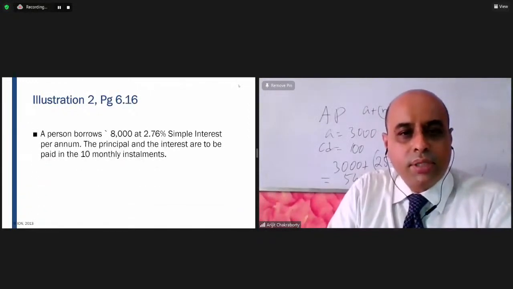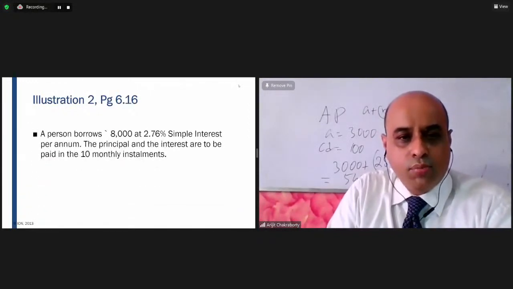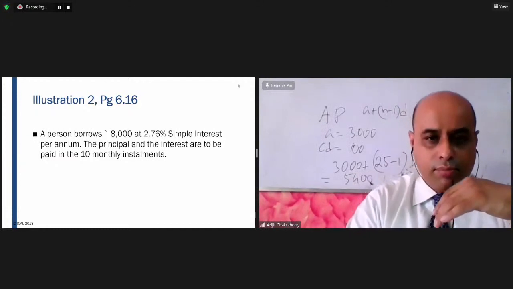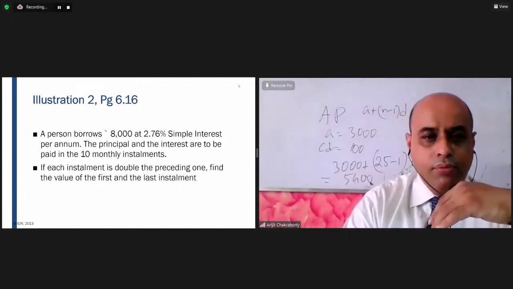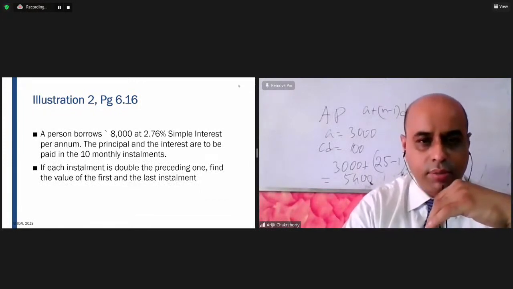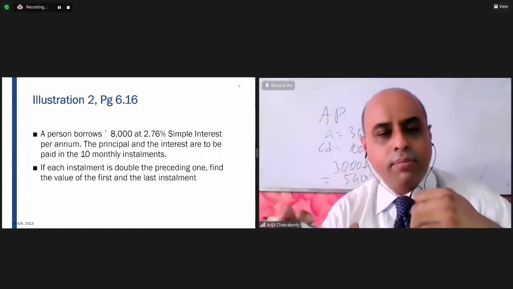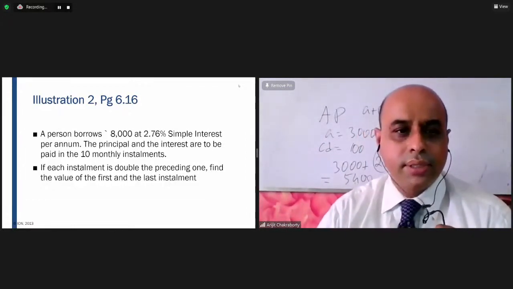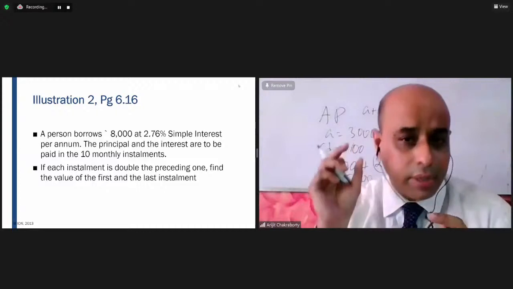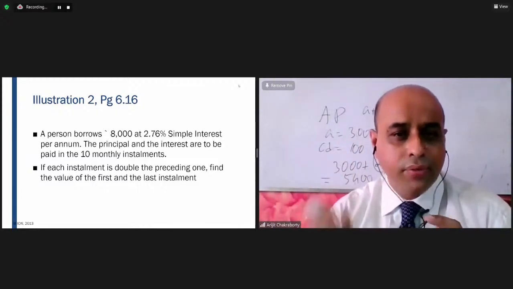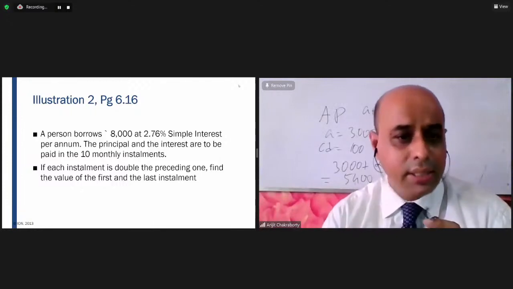The next question: a person borrows 8,000 rupees at 2.76 simple interest per annum. The principal and the interest are to be paid in 10 monthly installments. If each installment is double the preceding one, find the value of the first and last installment. So here the principal amount which is borrowed is 8,000 rupees. Simple interest is 2.76 per annum. Please see it is per year. And the total number of monthly installments is 10. So here N is 10.